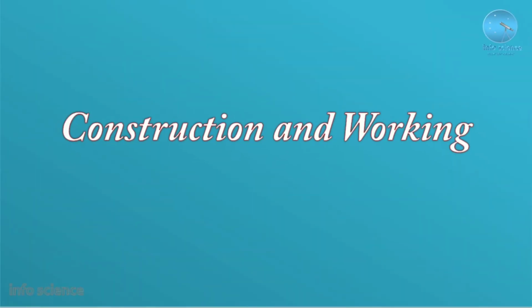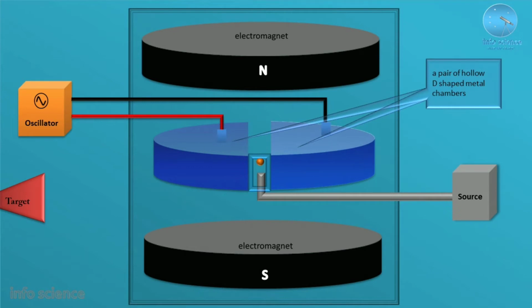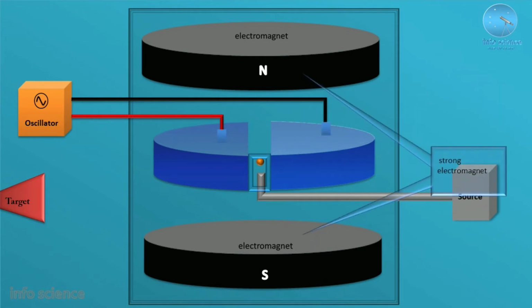Construction and working. Cyclotron consists of a pair of hollow D-shaped metal chambers called the Ds, D1 and D2. They are placed in an evacuated chamber with their diametric edges parallel with a small gap between them. Both the Ds are placed under the pole pieces of a very strong electromagnet, so that the magnetic field is perpendicular to the plane of the Ds.